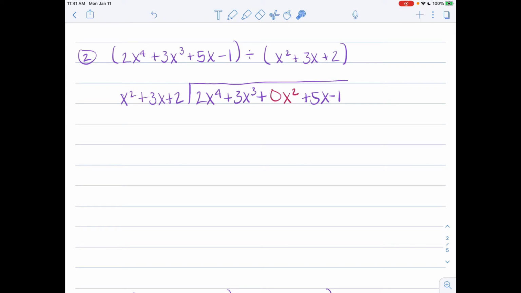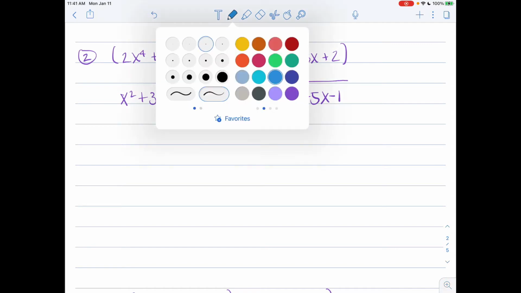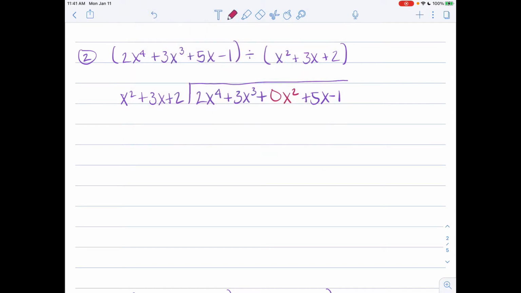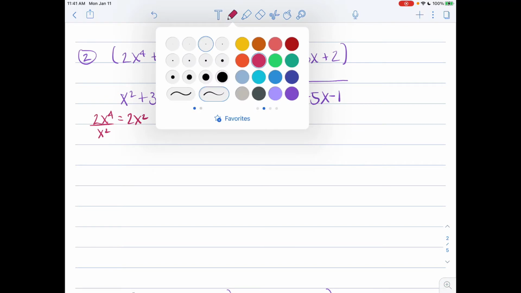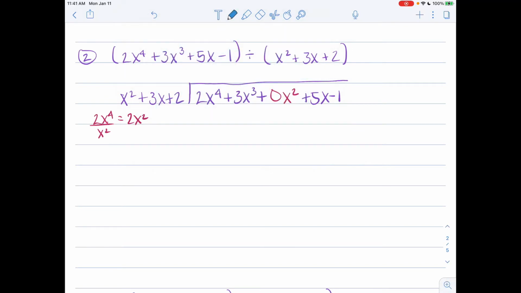Okay, so now same process as before. I ask myself how many times will x squared go into 2x to the fourth? And writing that off to the side again if you want to, 2x to the fourth divided by x squared is going to give me 2x squared. And so that is the first term of my quotient. Remember to write it above the matching terms, the like terms. So I'm going to write it above that 0x squared that I stuck in there as a placeholder. This is the reason for that.